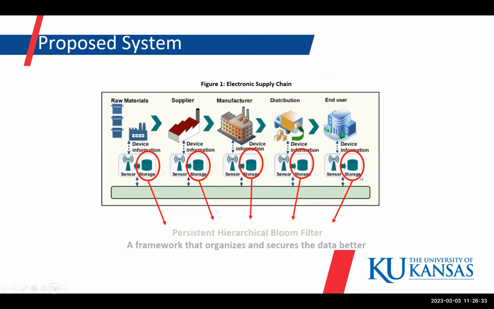So we have tried to propose a solution to this. We proposed a database system within the electronic supply chain that is named persistent hierarchical Bloom filter. It helps us solve the issues of higher storage, query efficiency, and lack of security. So it improves all of them together at one time. This is one kind of a robust solution we are proposing.